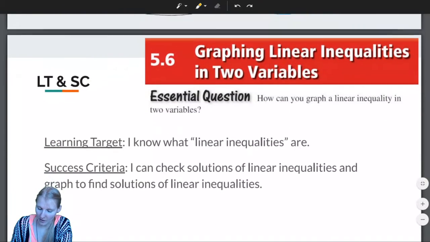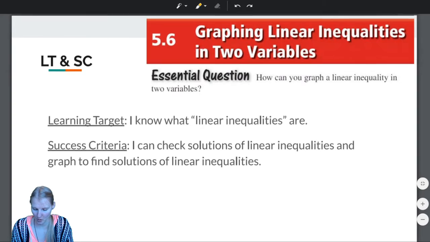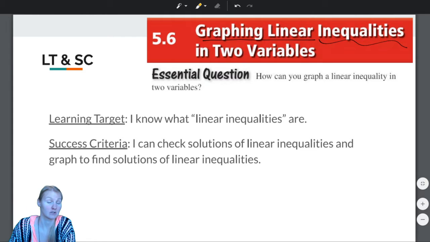Let's move on to what we have for today. Today we start section 5.6. This is one of two parts. Today we're just going to dip our toe into graphing linear inequalities in two variables. Okay, so we're going to take a step away from systems of linear equations for now, and today we're going to talk about linear inequalities in two variables.